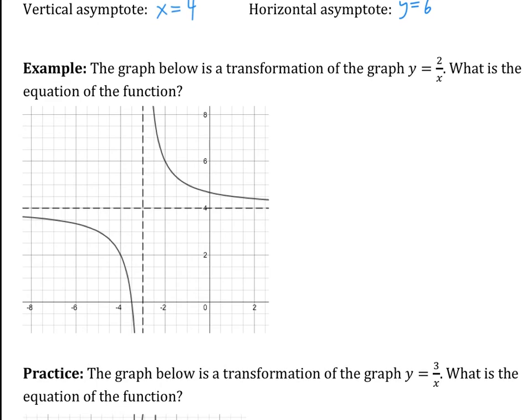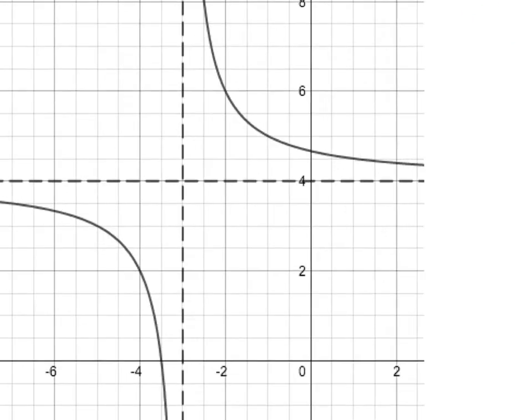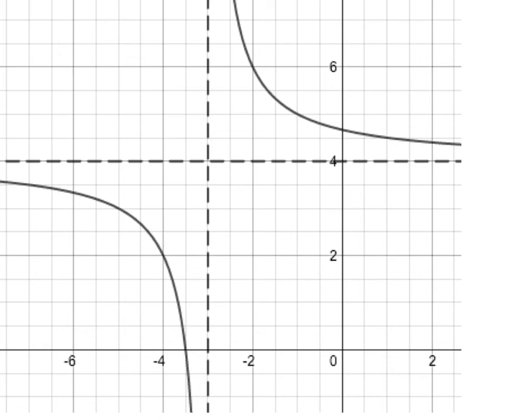So they tell you that this graph is 2 over x. What is the equation of the function? So if this is 2 over x, then what we're going to do is use the asymptote that you see in the graph to tell you the transformation. Okay, so let's go ahead and write some equations for these asymptotes. What is the vertical asymptote equation? X equals, good, -3. And then what is the horizontal asymptote? Y equals 4. So that tells me that I move this graph left 3, up 4. The graph moved left 3, up 4.